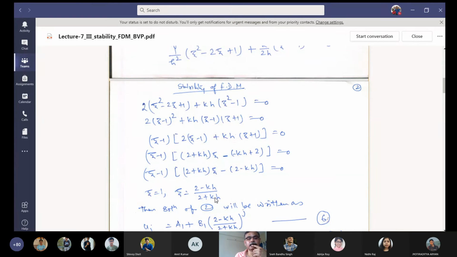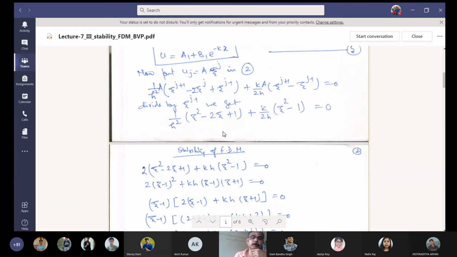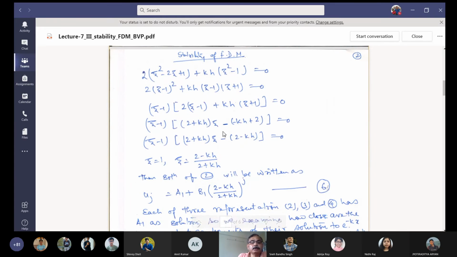Yes, sir. So it has the two solutions: a into 1 to power j. So 1 to power j is 1. So the solution is a1 plus b1 into 2 minus kh upon 2 plus kh to power j. Is that right? Yes, sir. The general solution.